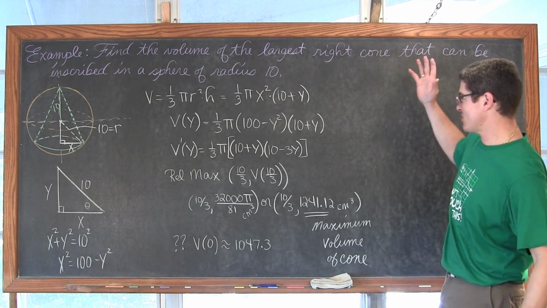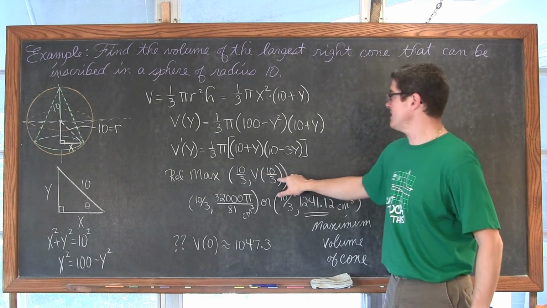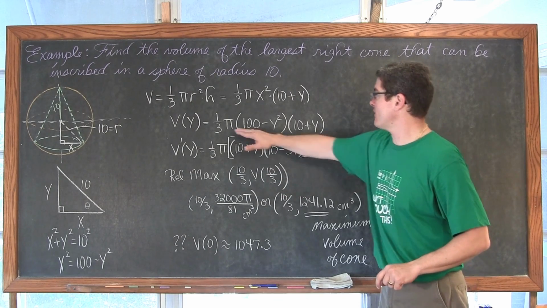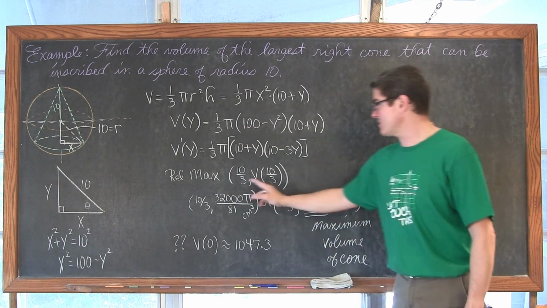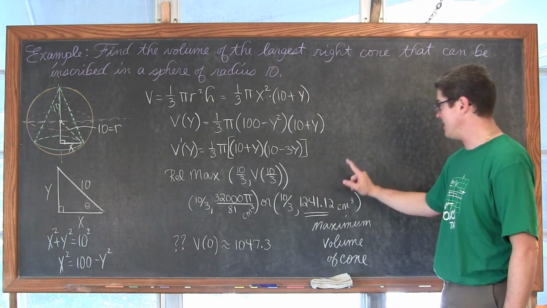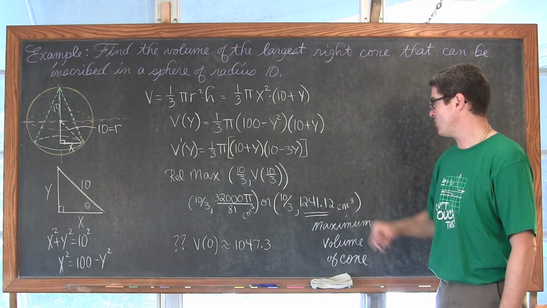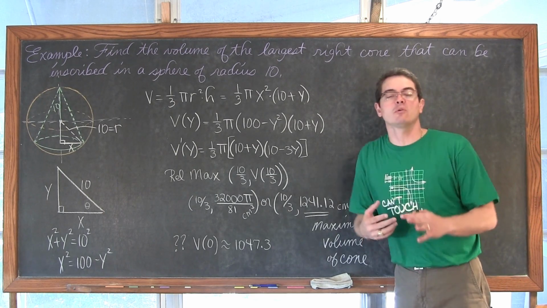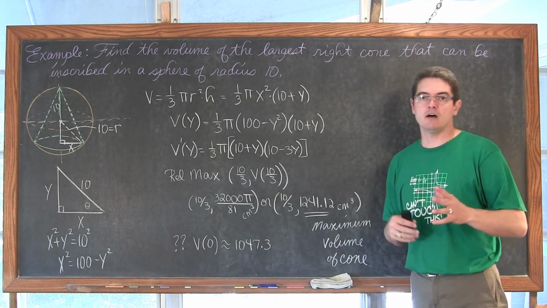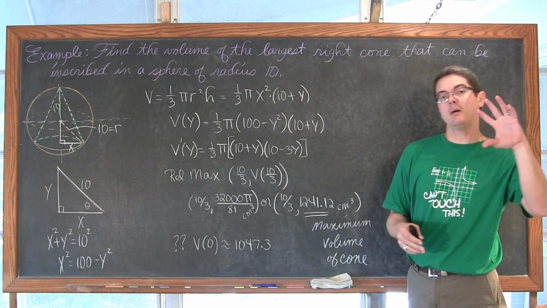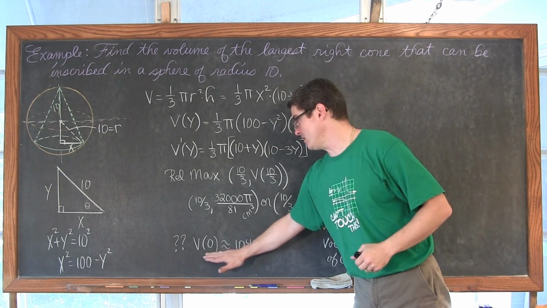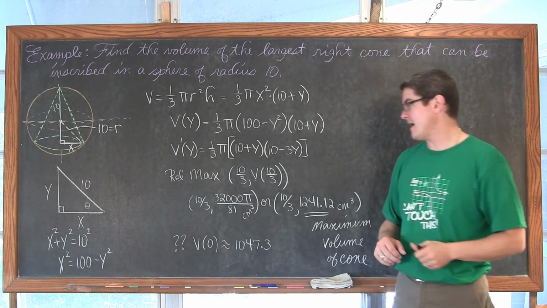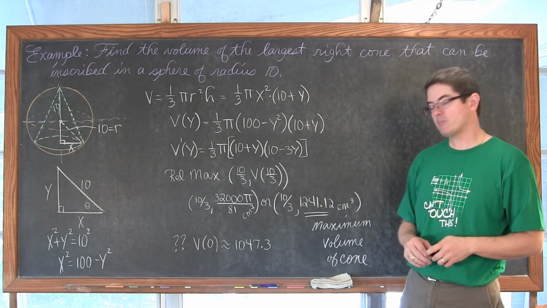So we got this all cleaned up. I took that 10/3 that we found for y and plugged it into our volume in terms of y, and got 32,000 pi over 81, or approximately 1,241.12 cubic units, which is our maximum volume of the cone. Now, if your reasonable domain was set up for y to be between 0 and 10, you could test that closed value of 0. You would have a volume of approximately 1047.3.